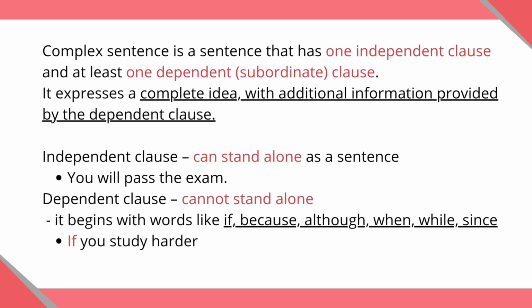For example, from the question, if you study harder, you will pass the exam. The independent clause is you will pass the exam while the dependent clause is if you study harder. Even if you remove the dependent clause, if you study harder, the sentence is still complete. That is why it is called a complex sentence.